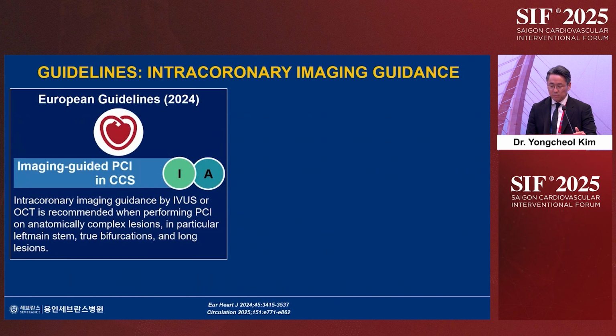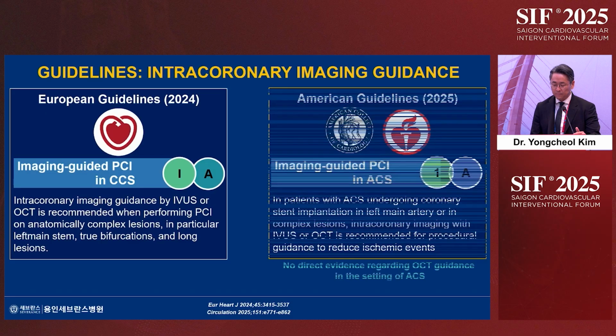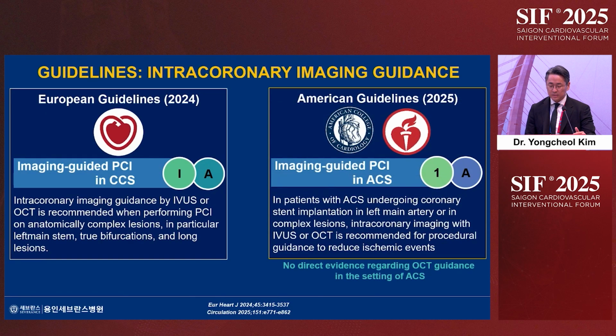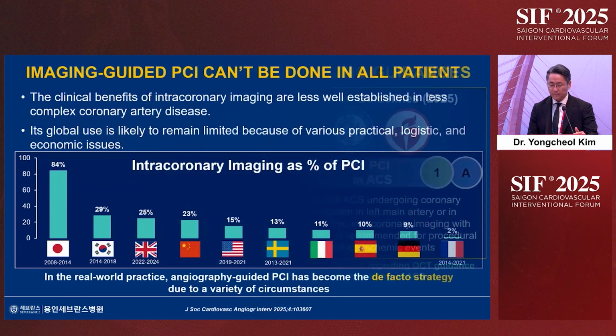Last year, image-guided PCI for complex lesions in CCS patients received a class 1 indication in the European guidelines. This year, the American guidelines announced that image-guided PCI for left main disease and complex lesions is a class 1 indication in the setting of ACS.